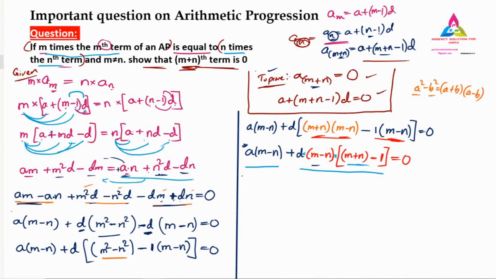Otherwise, directly you can move on to the next step. Here, the next step is nothing but, here we have minus 1 and here also m minus n. These two are different terms. So here m minus n, here m minus n. I can take that m minus n common outside the bracket, whole.